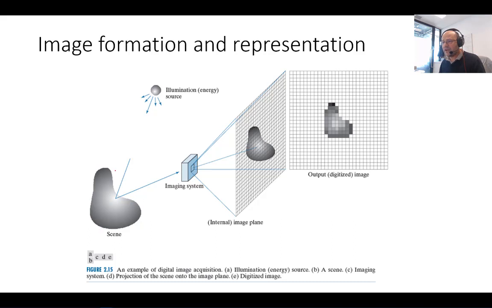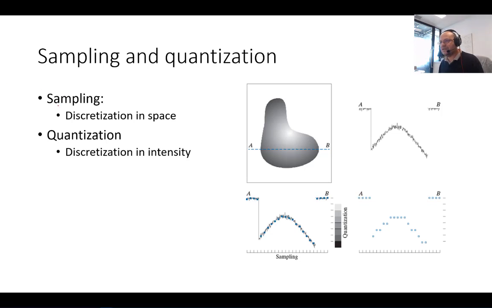Where you have a scene here, it's kind of a pear-like object, and this is the imaging system. What the imaging system does, it discretizes the image, where the output will be something like this. So this is the input, so nice and smooth and analogic world is translated to a digitized world that is composed of picture elements or pixels. And this is done by two processes. One process is sampling, the other process is quantization.